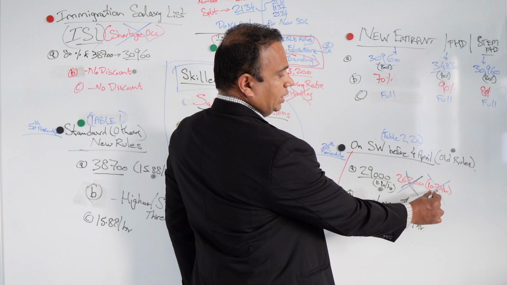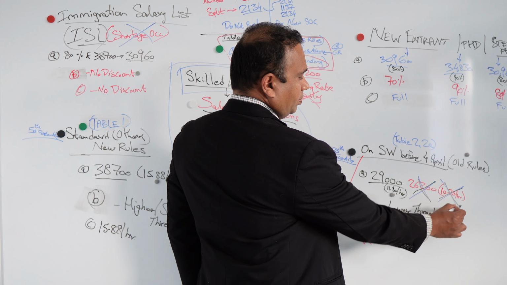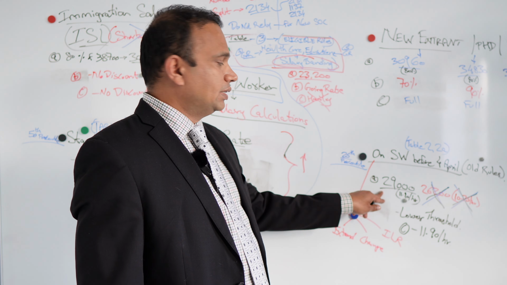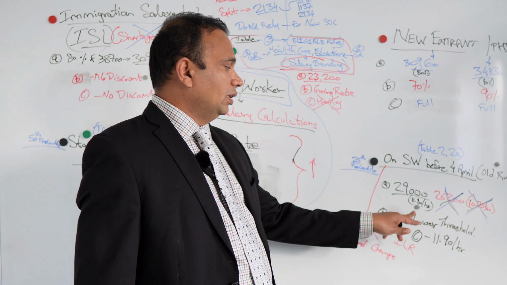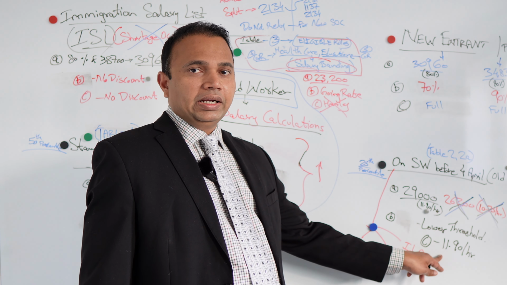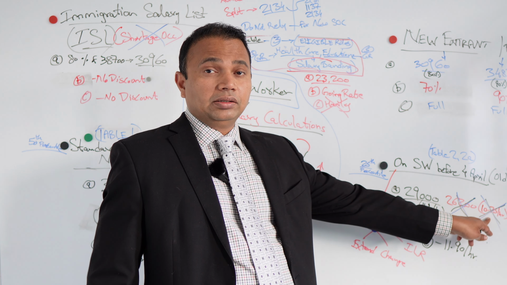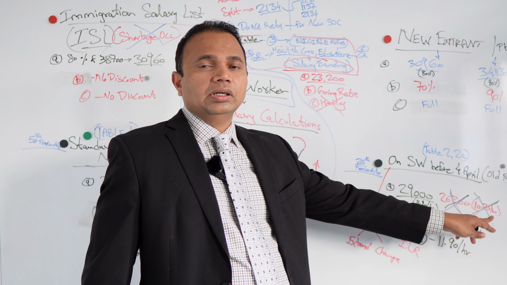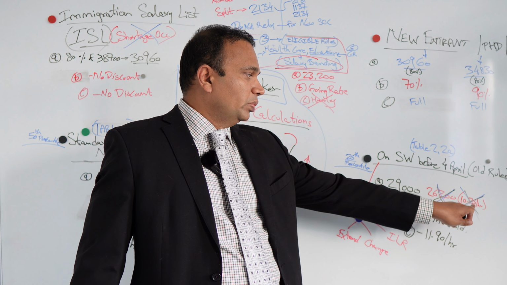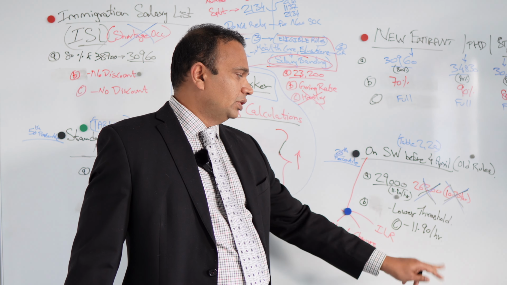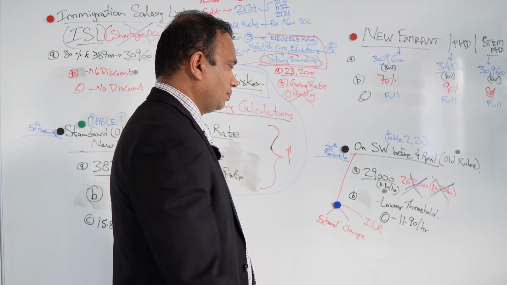And the minimum hourly rate was 10.75, that also does not apply. So the base rate that applies is 29,000, and the minimum hourly rate that applies is 11.90. At the time you applied for the first time on the Skilled Worker visa under the old rules, you may have used 10.75 per hour, but now it is 11.90.